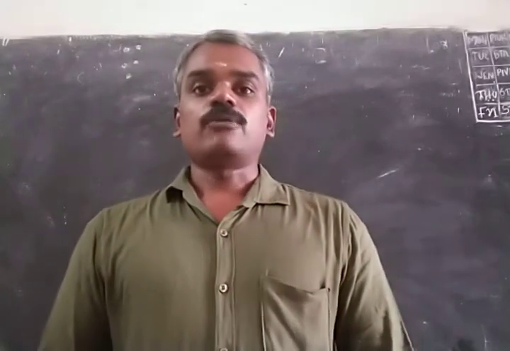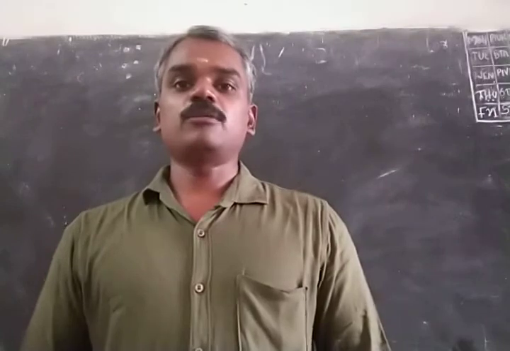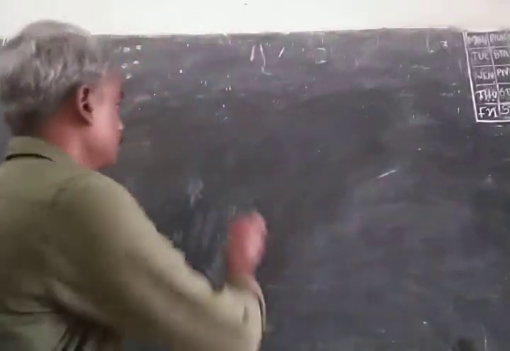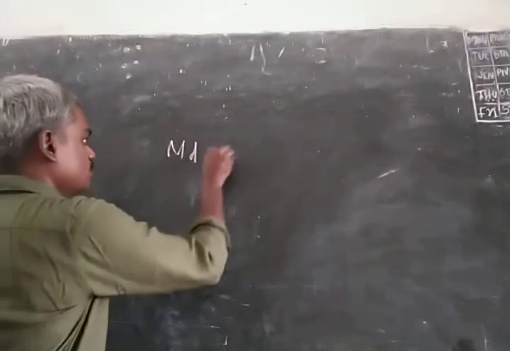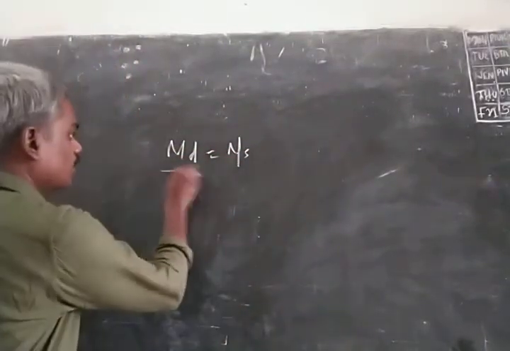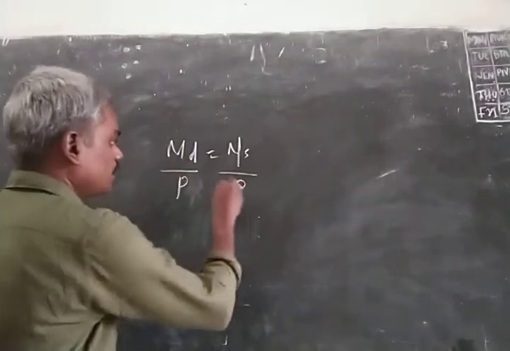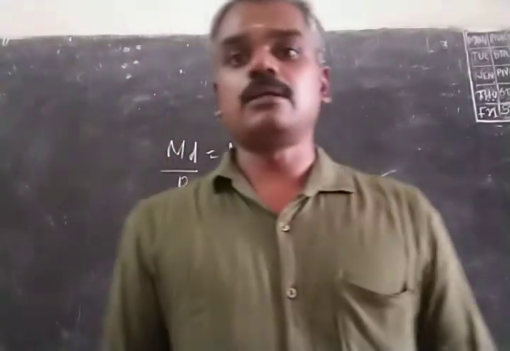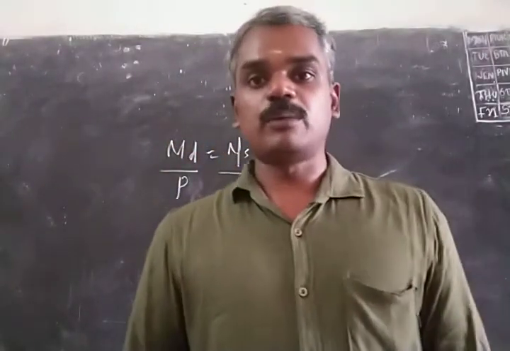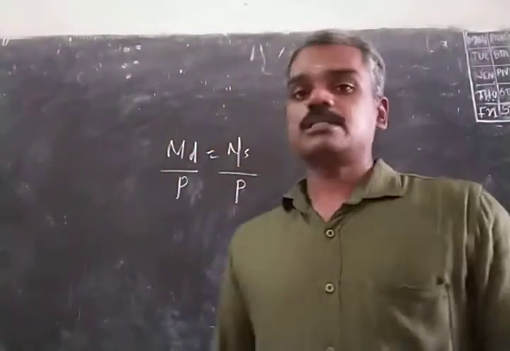A financial market is in equilibrium when demand for money is equal to supply of money. MD is equal to MS. A financial market is in equilibrium when MD is equal to MS. Making it real quantities, we know that MD by P is equal to MS by P. That is, here we are deflating it with the price index to get the real value of demand for money and the real value of supply of money.